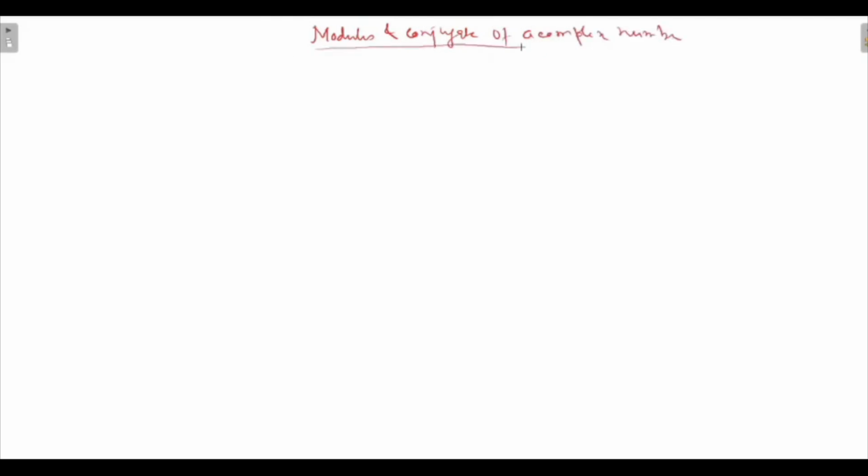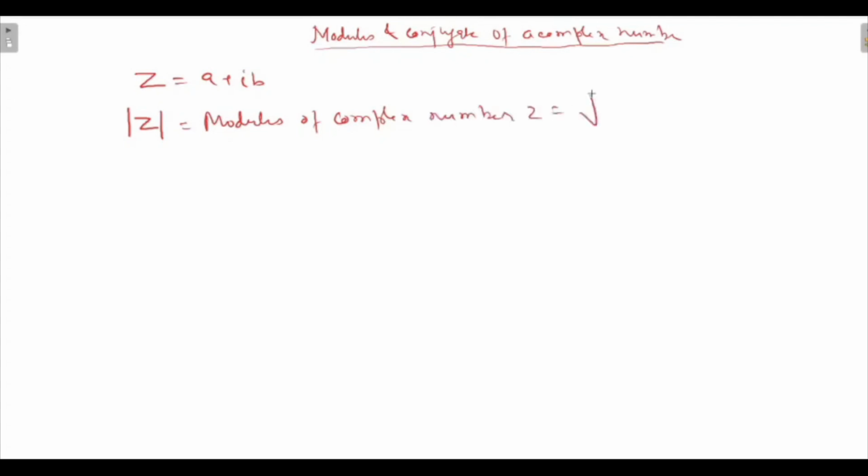So given the complex number z equals a plus ib, we define this as the modulus of z, modulus of complex number z, and its value is the square root of a square plus b square. That's how it is defined.